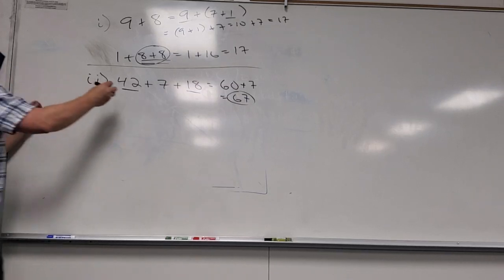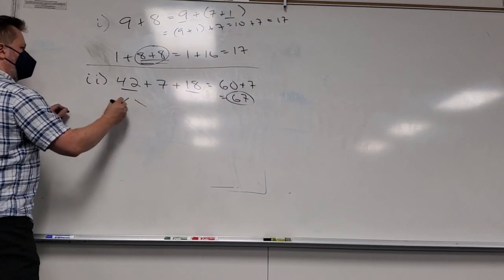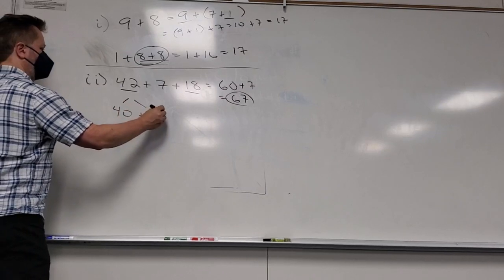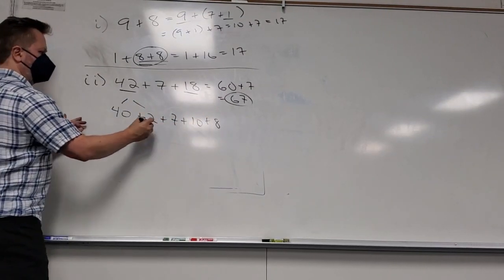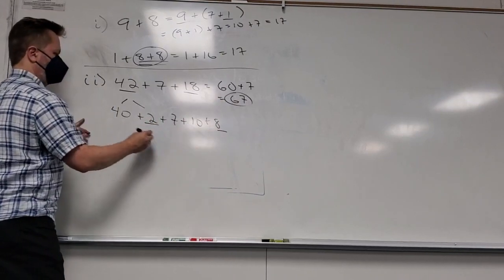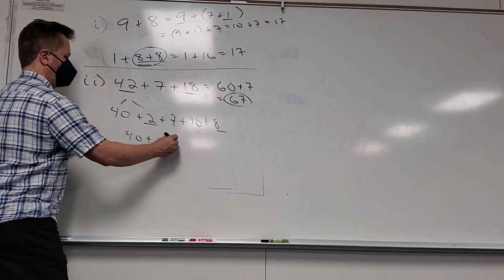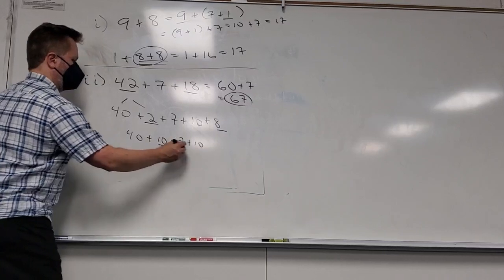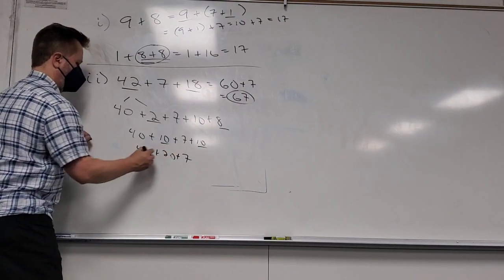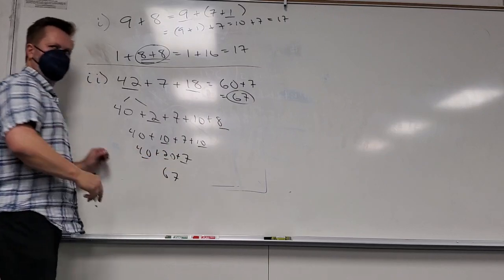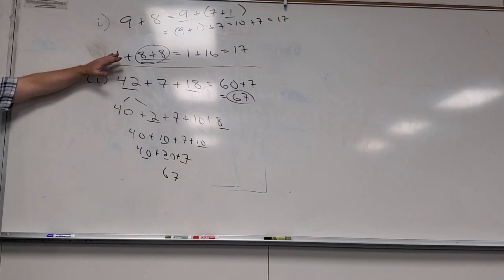So here's a different thing. This is what I thought you were going to say. 42 is 40 plus 2. Right. I did that. Oh, you did this? Cool. And then you got 2 and 8, it's 10. And then 10 and 10 is 20. And then you got 67. Yay.